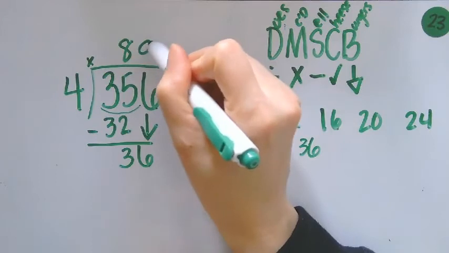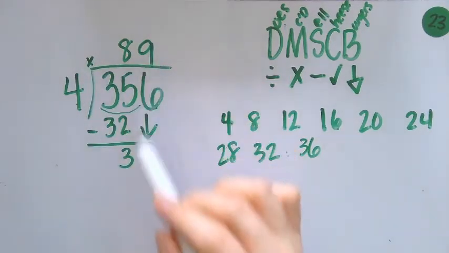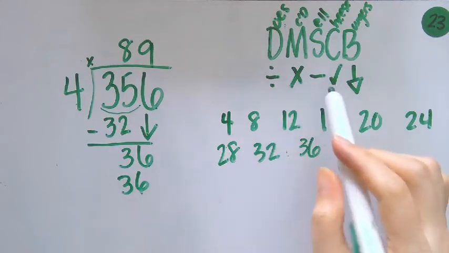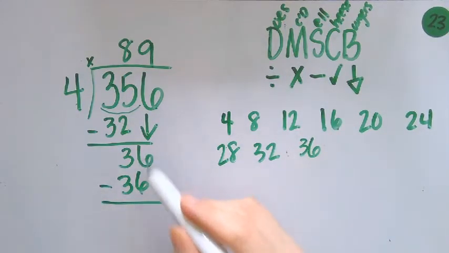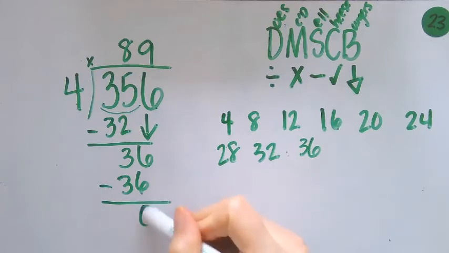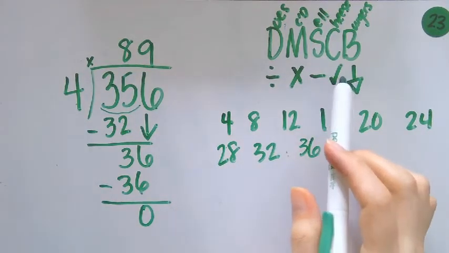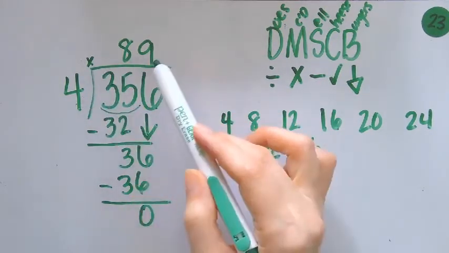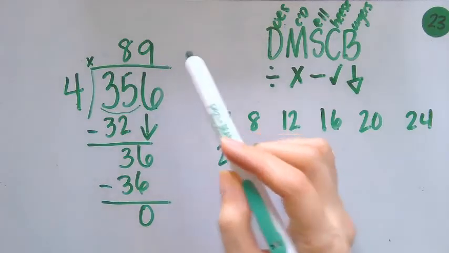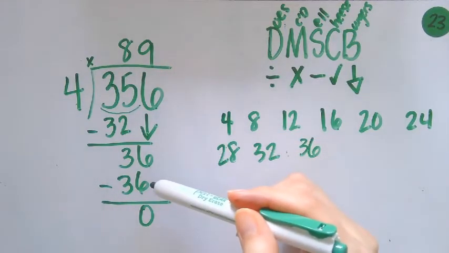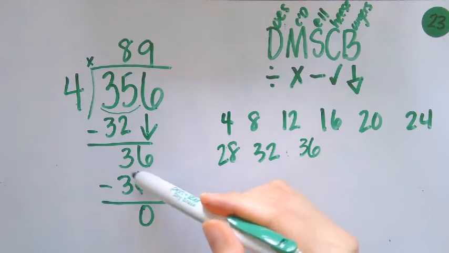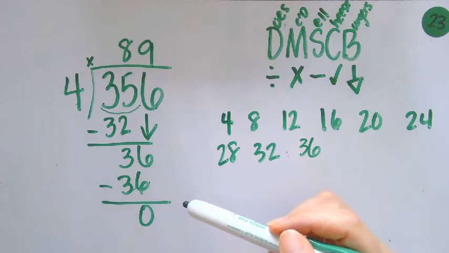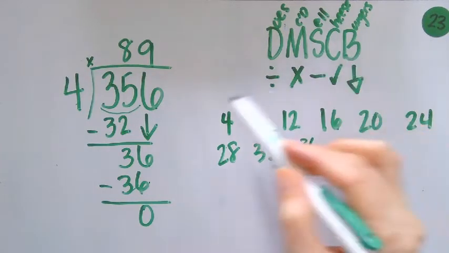9. So 4 times 9 is 36. After we multiply, what do we do? We subtract. 36 minus 36 is 0. Once we've subtracted, we need to check our work once again. We've already checked it for 4 times 8. Now we have to check it for 4 times 9. 4 times 9 is 36. Subtracted correctly, 36 plus 0 is 36. And we're good. All right, next step is to bring down.